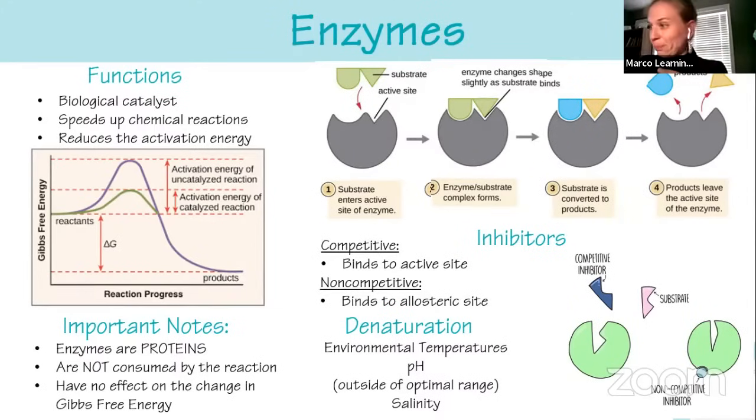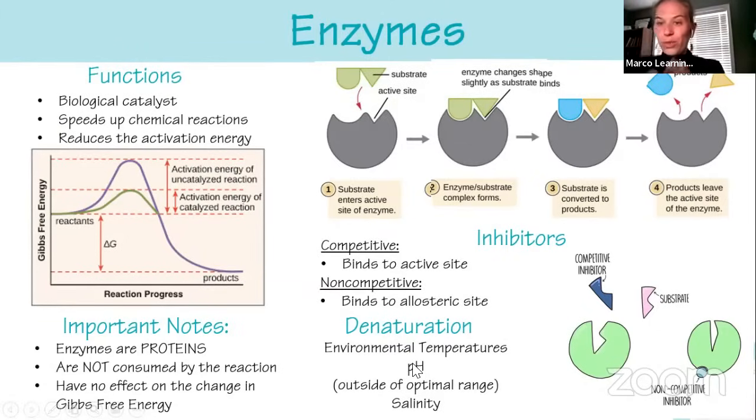So what I was going on about was to give you different things that we have. Our environmental temperatures, if it gets too hot, it's going to cause denaturation. If it gets too cold, it's just going to slow down the reaction. It's not going to occur as fast. And then pH changes.